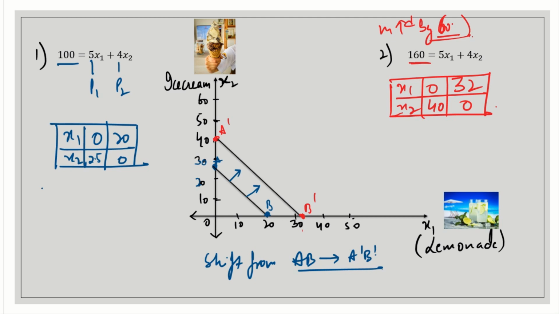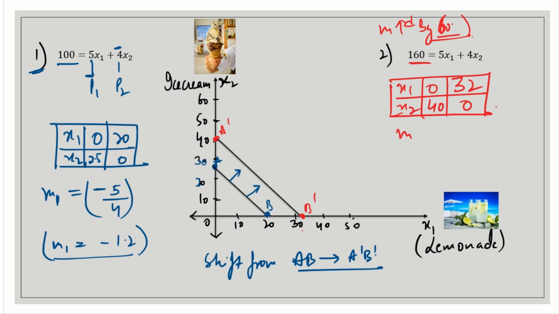The slope will be given, for example, for the first case I am saying M1 as a slope, it is equal to minus P1. What is P1? 5, right? 5 upon P2, that is 4 here, right? So P1 upon P2 is equal to minus 1.2, right? This is M1, the initial line's slope. Now for the other line, the slope is equal to minus 5 upon 4, which is the same, equal to minus 1.2, that is M2, right? You see, these prices remain the same.